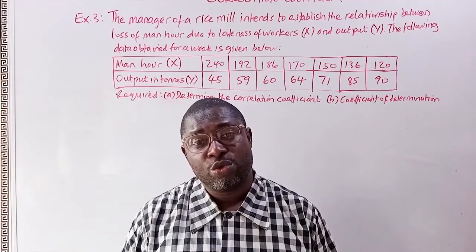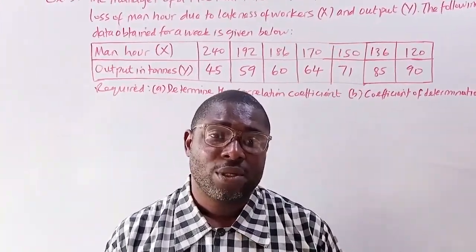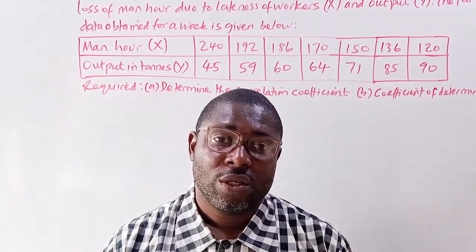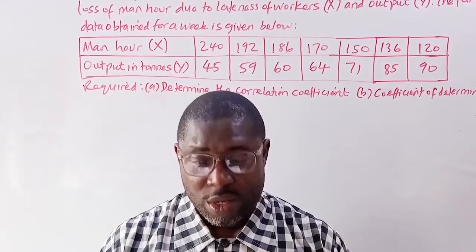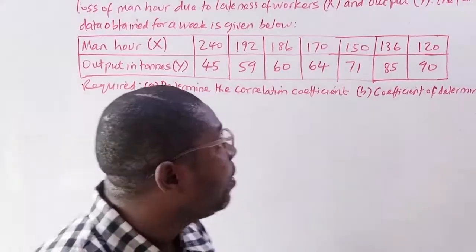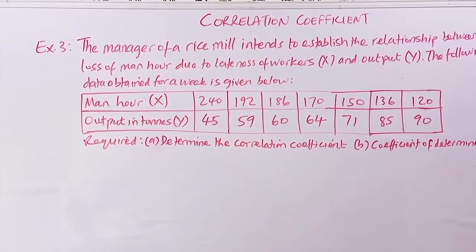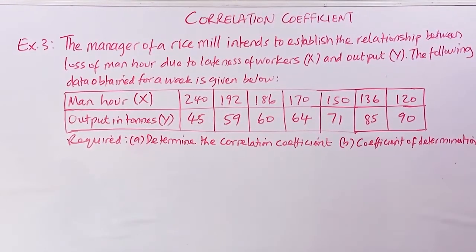Today we are going to look at another example on determining the correlation coefficient of two variables. We have another example on the board. Let's look at what we have. As you can see on the board, we have correlation coefficient, example 3.